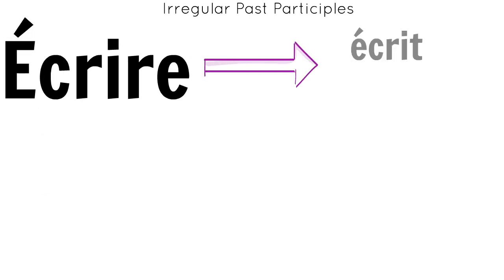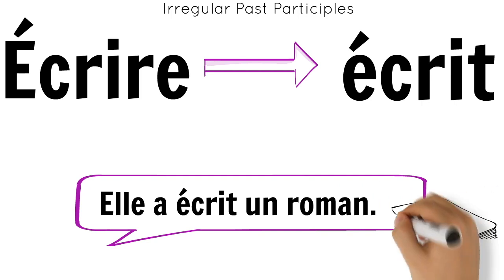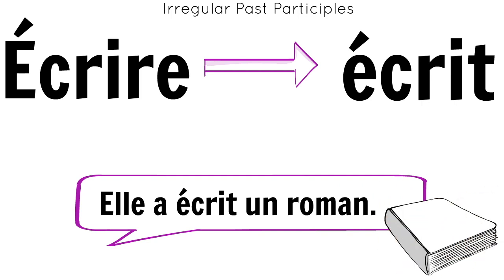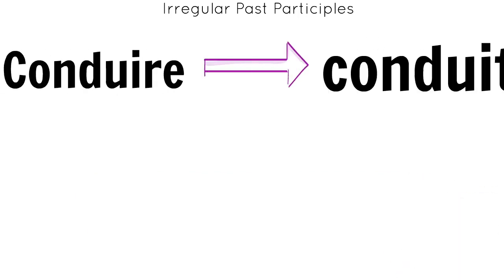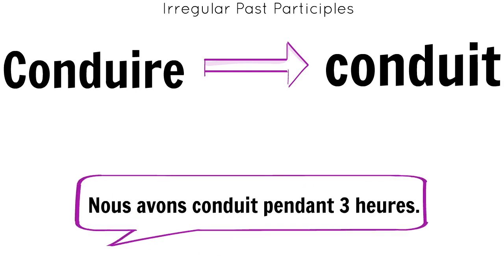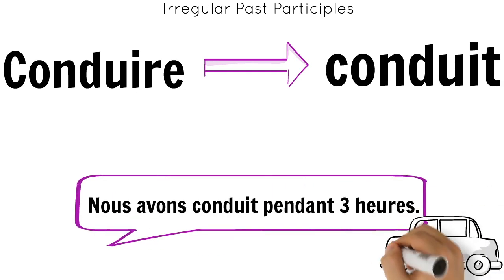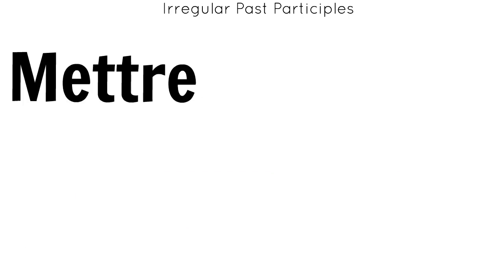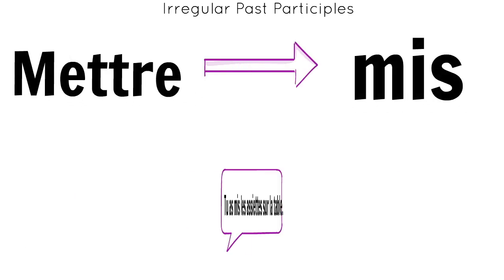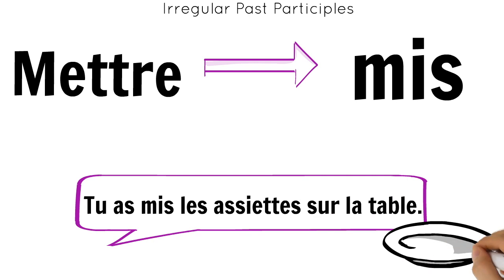Écrire becomes écrit. Elle a écrit un roman. She wrote a novel. Conduire becomes conduit. Nous avons conduit pendant 3 heures. We drove for 3 hours. Mettre becomes mis. Tu as mis les assiettes sur la table. You put the plates on the table.